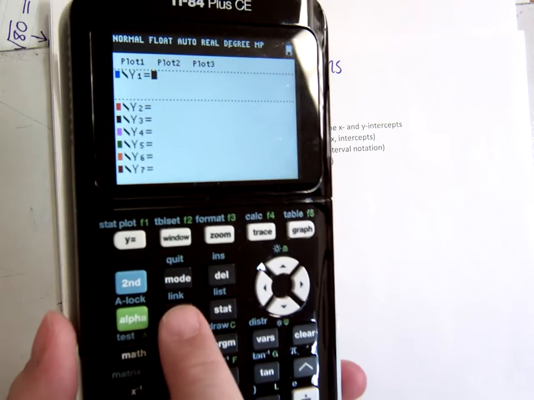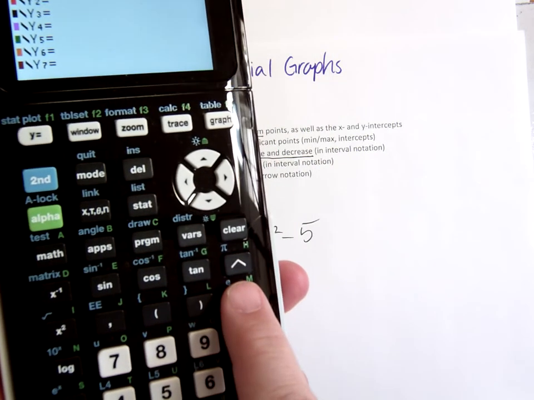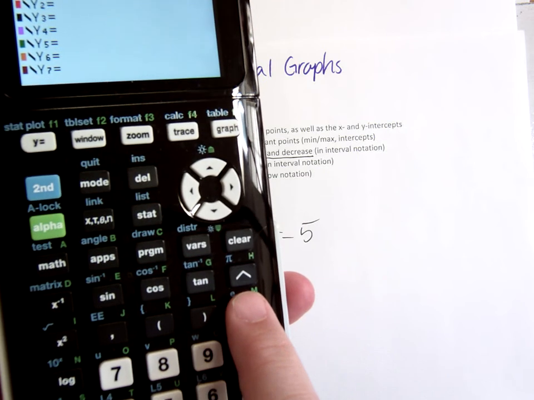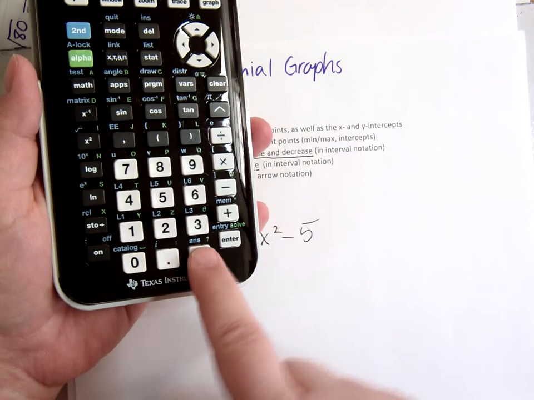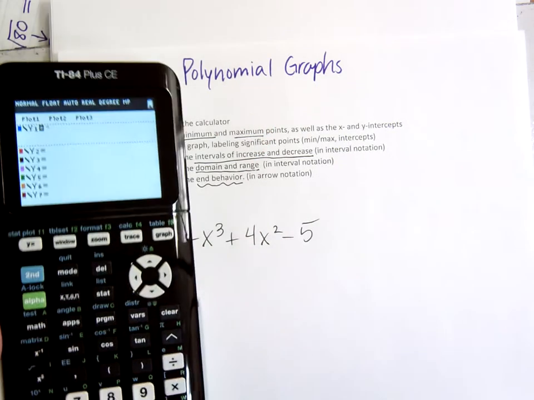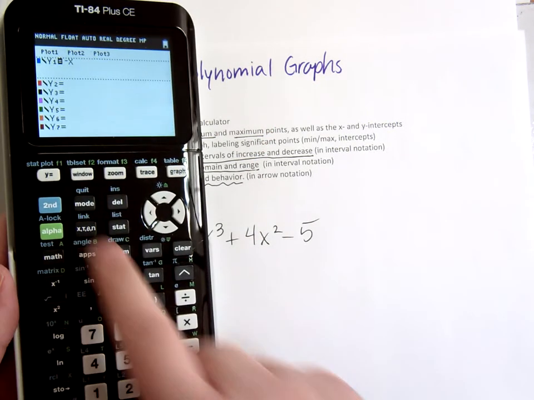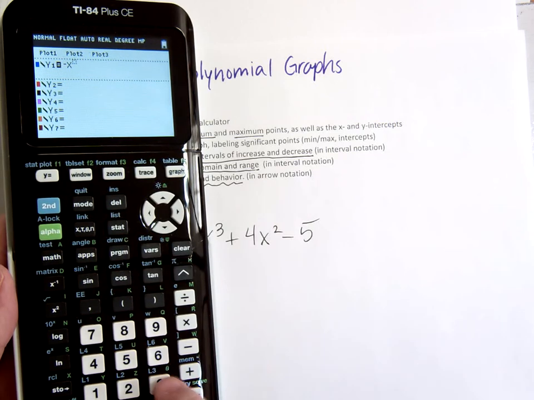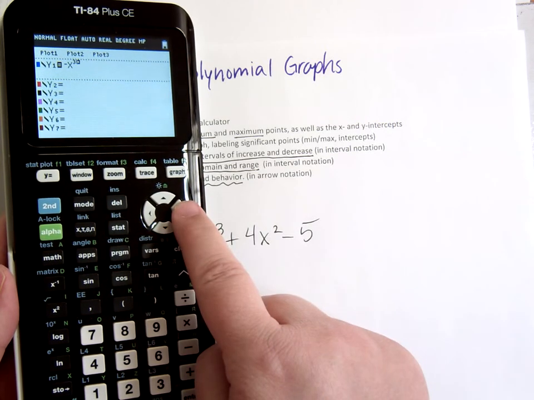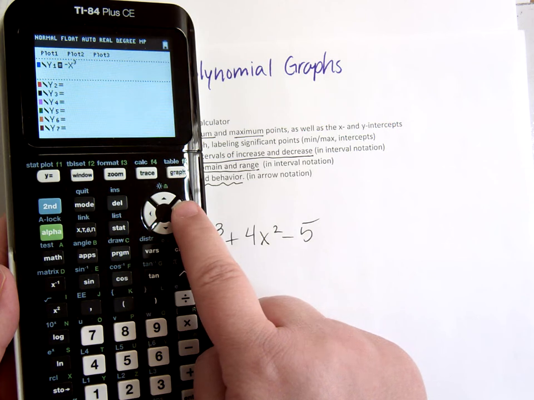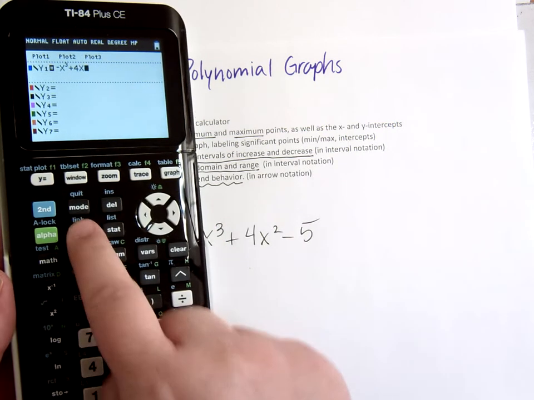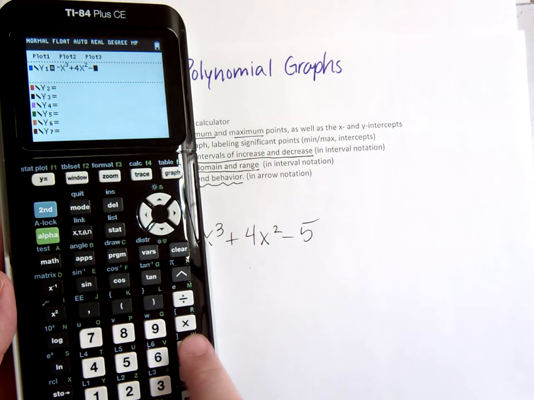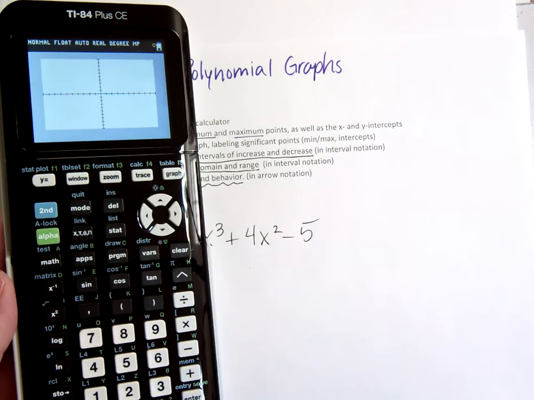The x is right up here underneath mode. Okay, and if I want to do something other than squared, I have to use this caret button, the one that looks like a rooftop, to raise something to a power. So in other words, here I'm going to say negative. Don't forget to use the negative, not the minus. Negative x to the third, and then I press the right arrow to get out of the exponent area, out of the superscript, plus 4x squared minus 5. Excuse me. And now I'm going to hit graph.